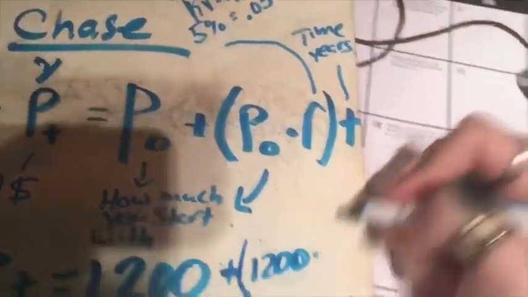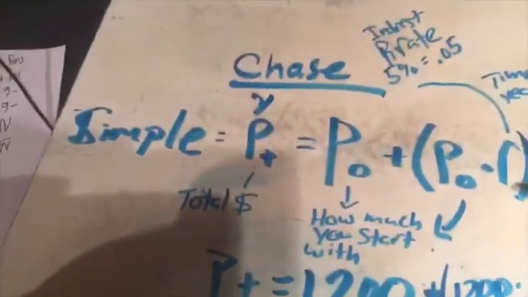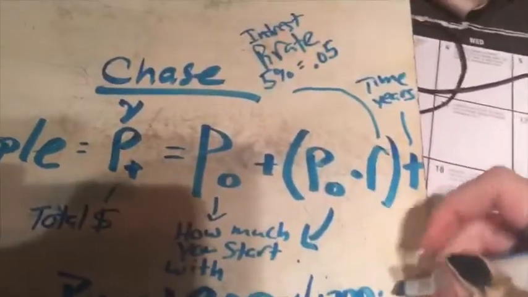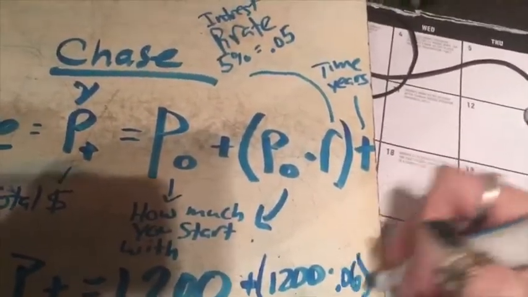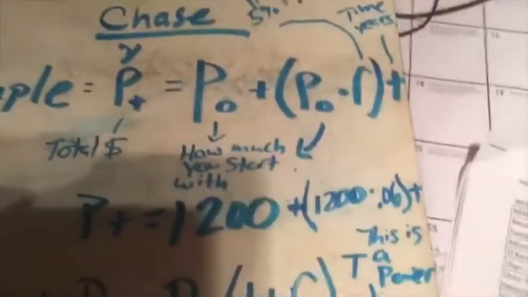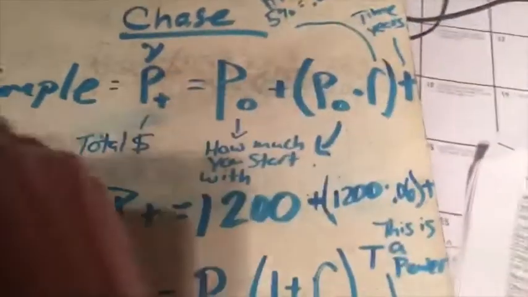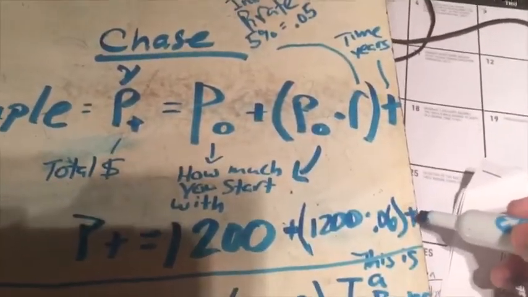So you have to take that PO again, which is 1,200, and you have to multiply it by that rate. And I believe with his simple interest one, which was the basic, his interest rate was 6%. So you would write that as 0.06 and then multiply it by our time in years. And I believe in that example, his time was 5 years and 15 years.